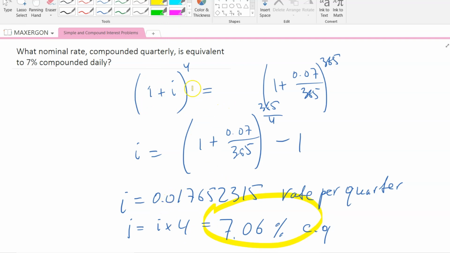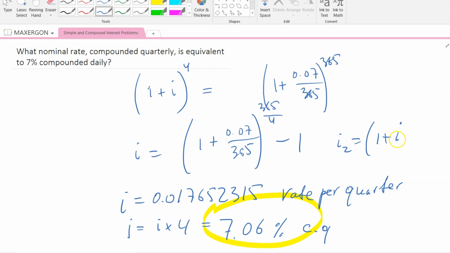By the way, we solved this problem without using any formula. We simply compared $1 investment over 1 year. For compound rates, if rates are equivalent over 1 year, they are equivalent for any amount of time. But we, of course, can have a formula, which is I2 equals to 1 plus I.